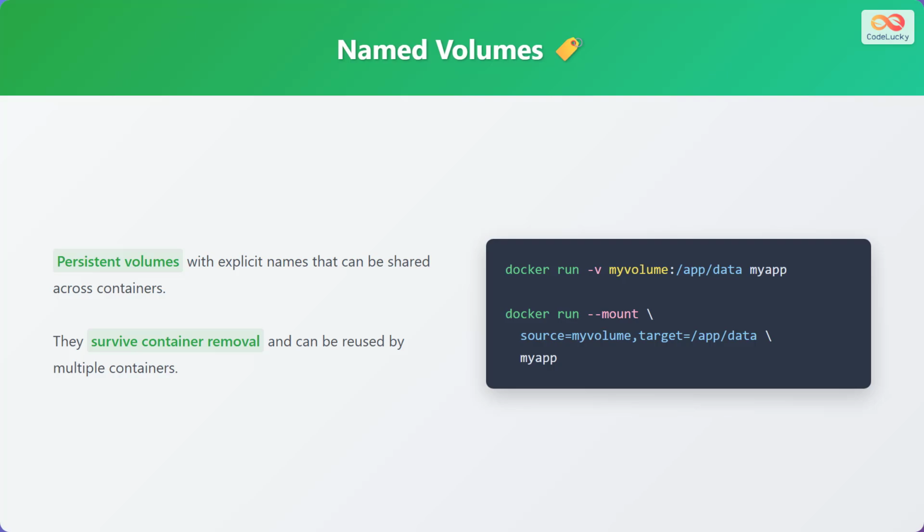Here are some examples of the command for creating named volumes. docker run -v myvolume:/app/data myapp. Another way is docker run --mount source=myvolume,target=/app/data myapp.